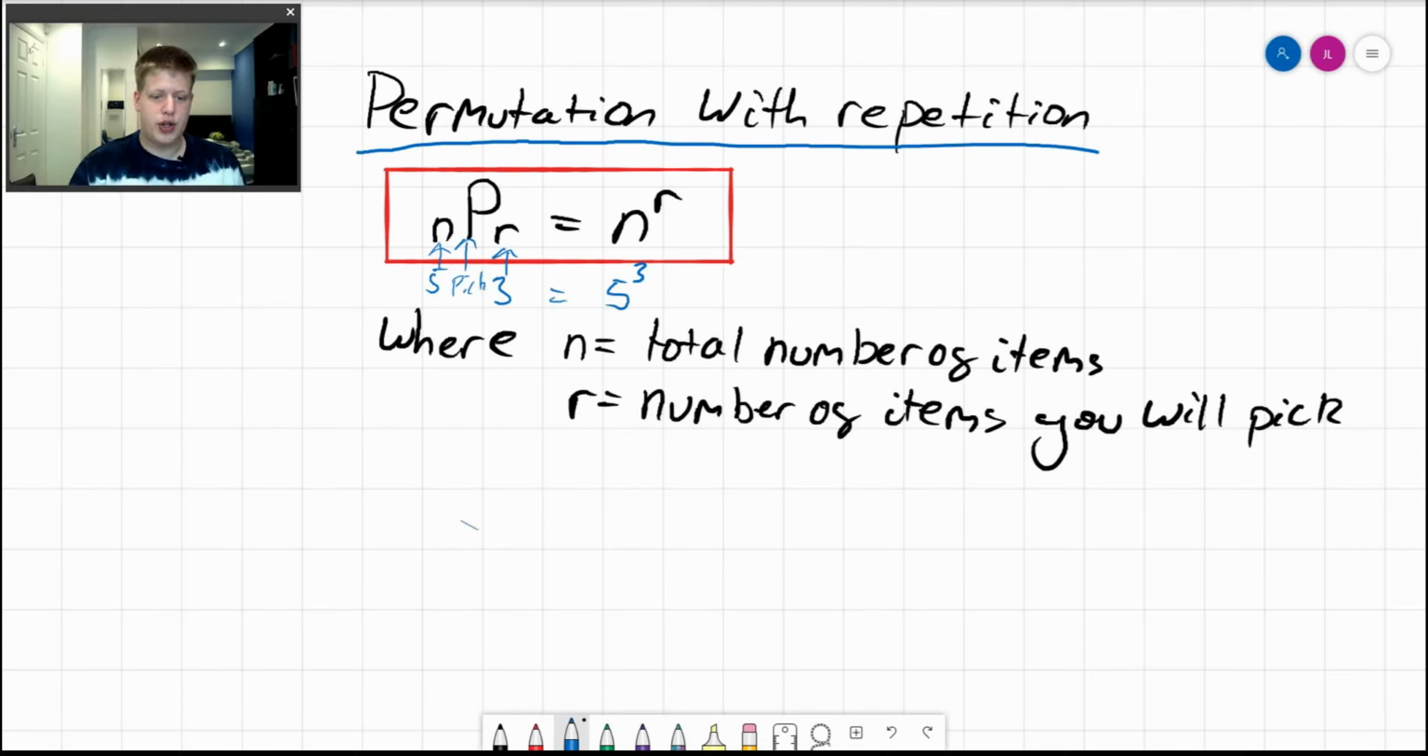So in our question, the answer would have been, we would have done 5 pick 3, which would have been 5 cubed, which we know was right, it was 125. And that's a quicker way of doing these permutation questions.